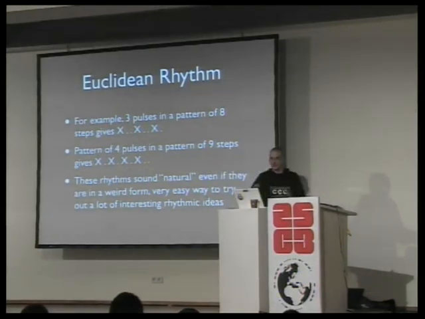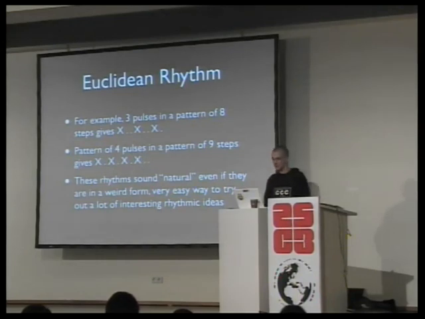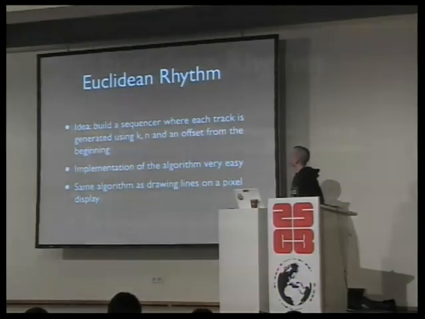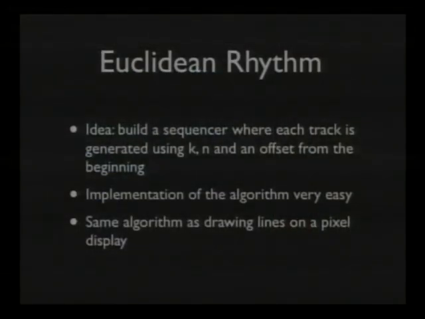And actually, if you read the paper, I think on 10 pages he goes through every K and N variation and lists all the traditional rhythms, like this one is used in rock and roll, and this one is used in Cuban music, and this one is in Africa and Nigeria. And it's really interesting to read it and then to look up the ideas. So my idea was to build a sequencer where each track is actually just generated using K, N, and an offset. So you can start at different points in the rhythmic pattern.